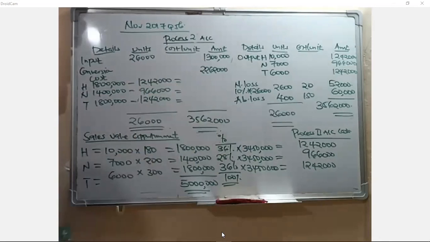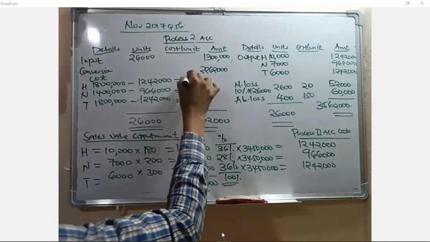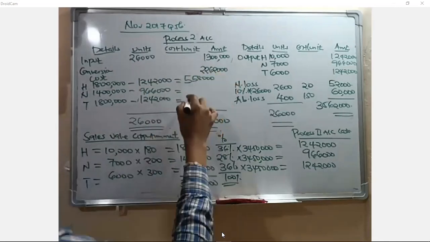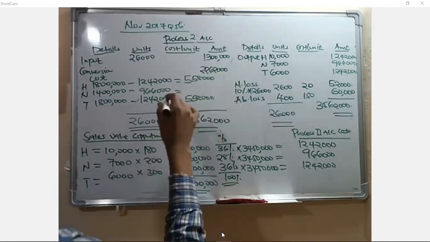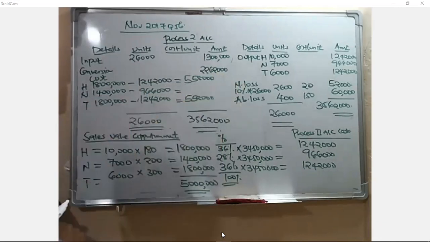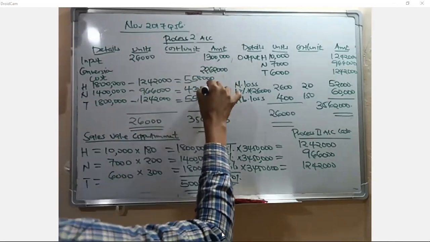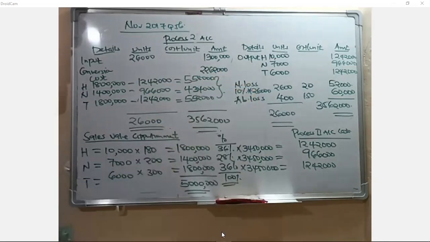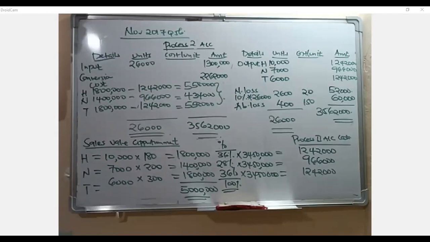What is your profit here? So in this case, our profit amounts to 1800 minus 1242. We get 558,000. Then for N, we have 1400 minus 966, which is 434,000. That is how you calculate your profit also. Any question? Any question up to that point?